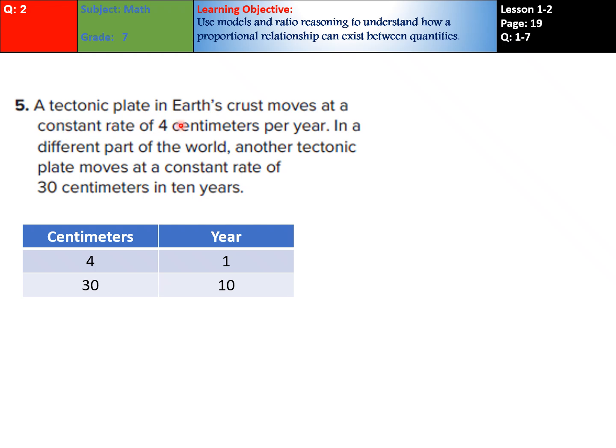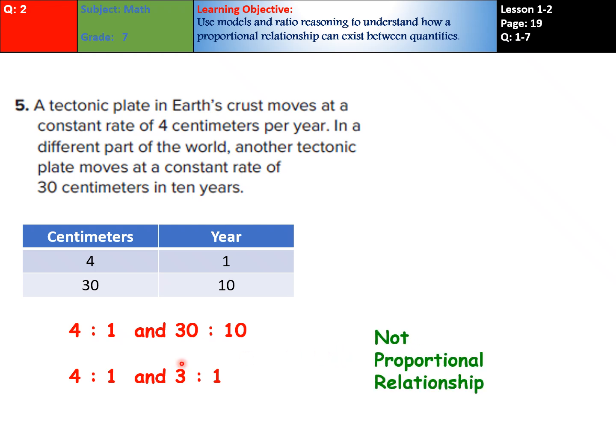A tectonic plate in Earth's crust moves at a constant rate of 4 centimeters per hour. In a different part of the world, another tectonic plate moves at a constant rate of 30 centimeters in 10 hours. One ratio is 4:1, another is 30:10. If you observe, we can cancel this 0 with this 0. It is 3:1. 3:1 and 4:1 are not similar. So it is not a proportional relationship.